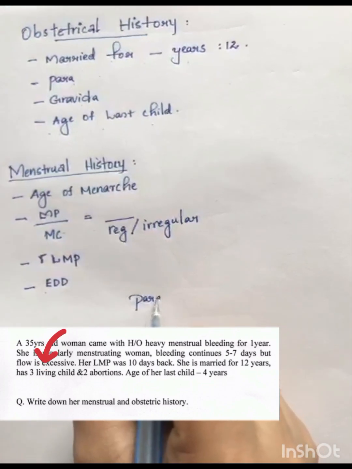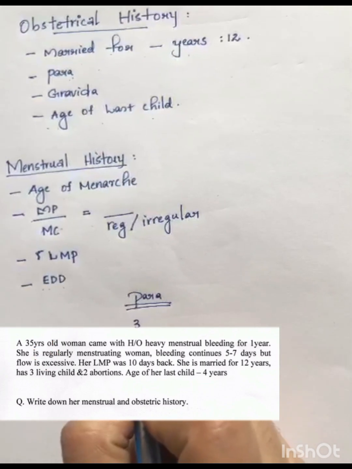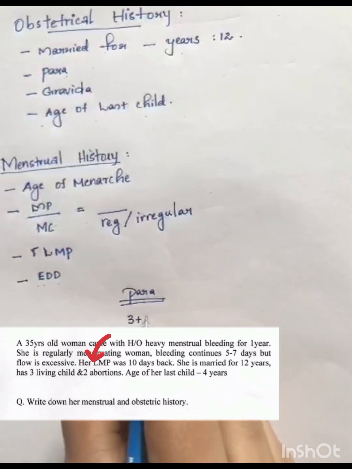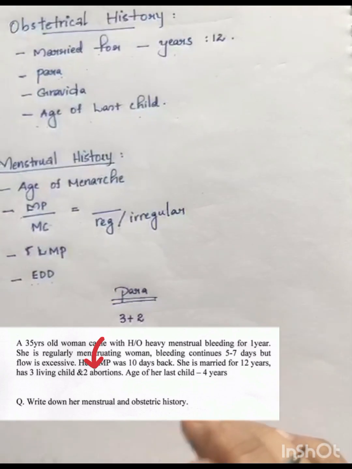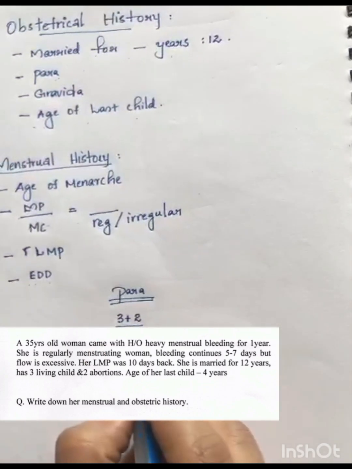So we will calculate para here. It is 3. And here the number of abortions is 2. And the number of children who died after 28 weeks is 0. So this will be the para.